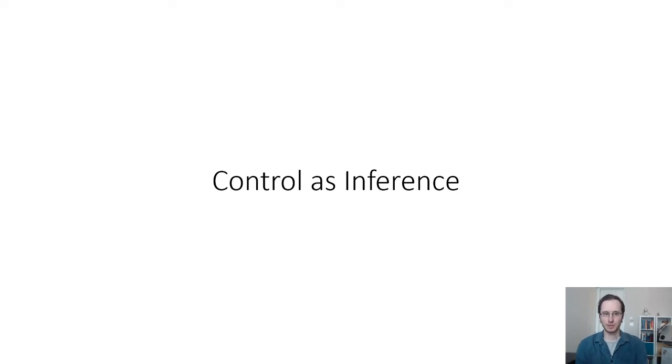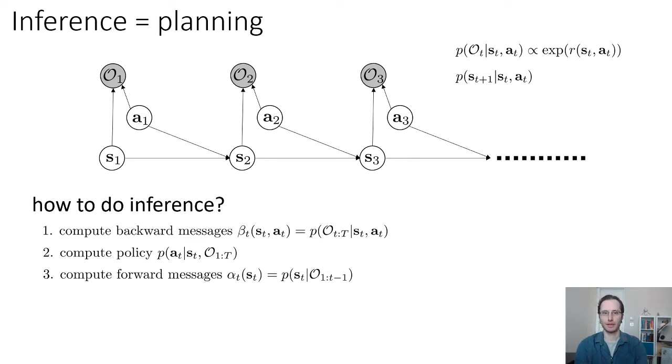All right, let's talk about how we can actually solve this inference problem. As we discussed in the previous part, there are really three inference problems that we're interested in in this control as inference graphical model. The first is to compute backward messages, which are the probability of optimality from little t to capital T, given ST and AT.